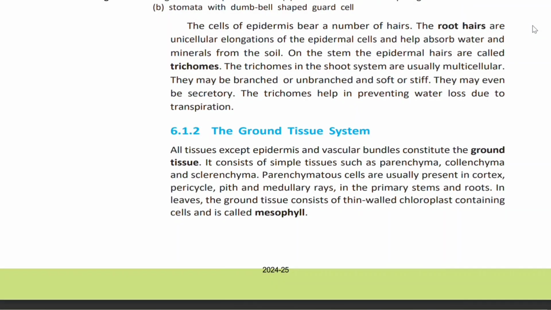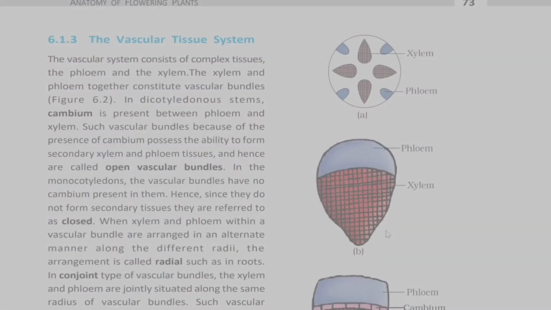6.1.2 The ground tissue system. All tissues except epidermis and the vascular bundles constitute the ground tissue. It consists of simple tissues such as parenchyma, collenchyma, and sclerenchyma. Parenchymatous cells are usually present in the cortex, pericycle, pith, and medullary rays in primary stems and roots. In leaves, the ground tissue consists of thin-walled, chloroplast-containing cells and is called the mesophyll.